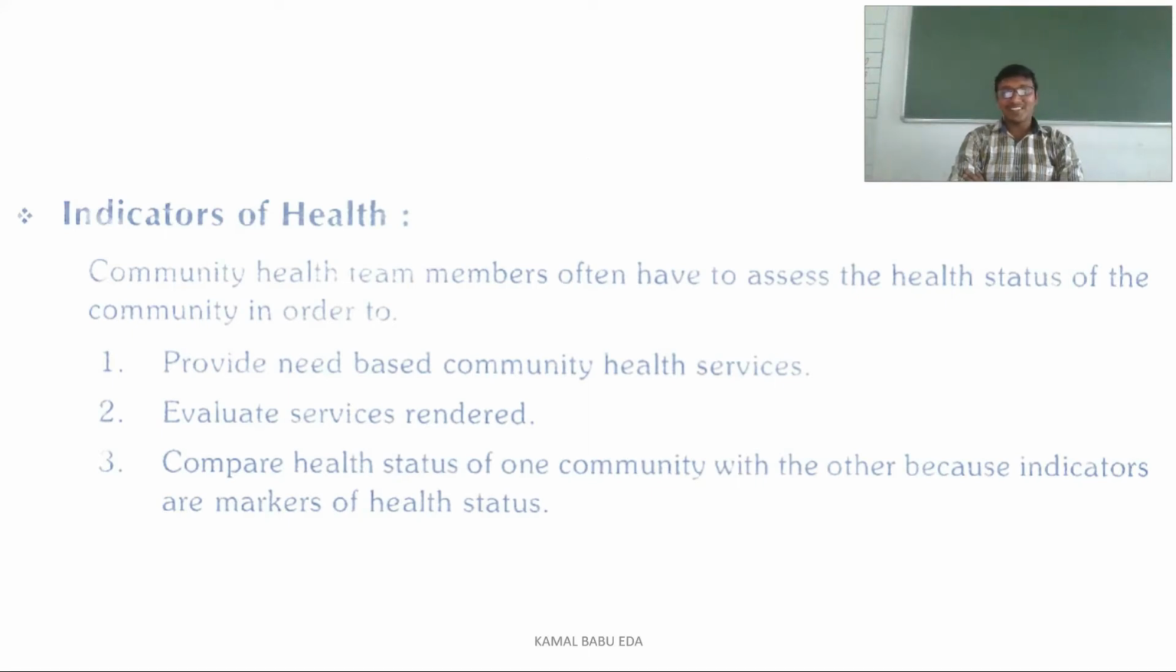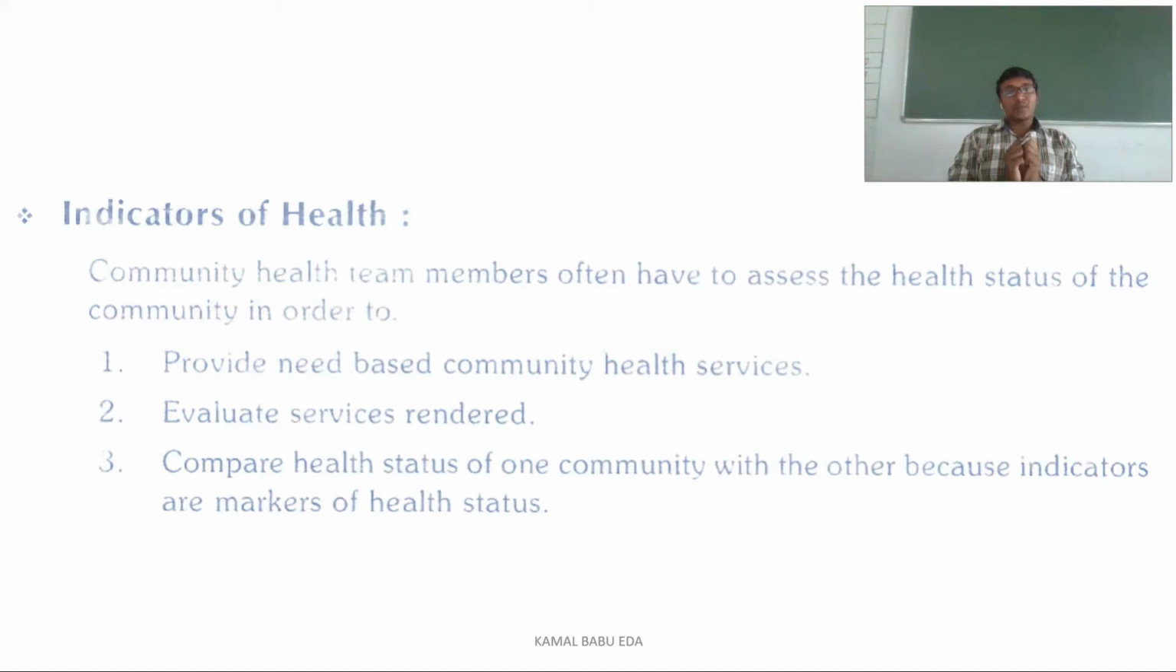So we were discussing your community health nursing unit 1 first chapter, which is introduction to community health nursing. So we have seen the concept of health, we have seen the concept of disease, we have seen the dimensions of health, and now we'll see what are all the indicators of health.